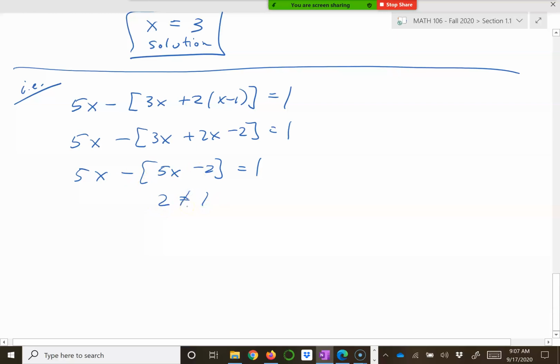Okay? So when no x value solves this equation, and you know that's going to be true when this happens, when you get two numbers, two integers or two decimals, whatever, on either side of the equal sign, and they're not the same, we call this type of linear equation inconsistent.